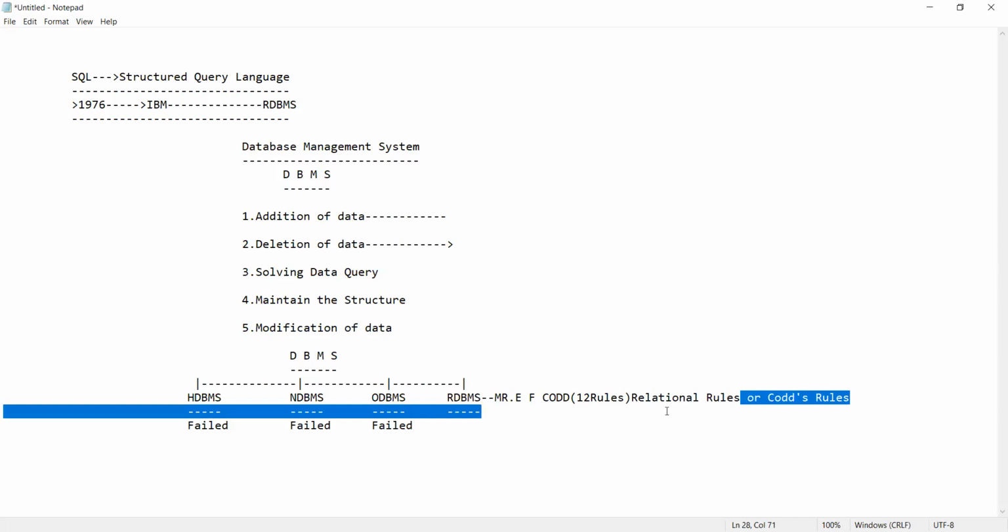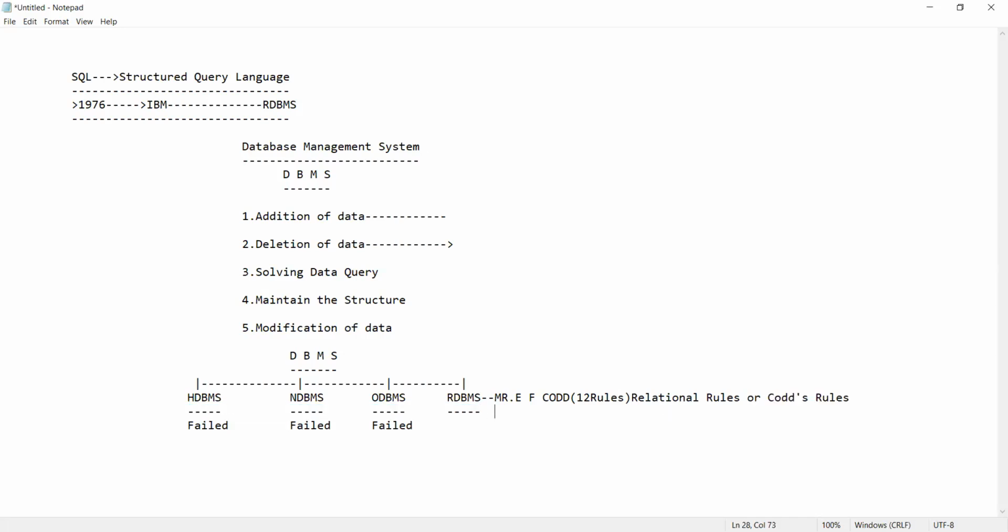So what does this say? According to this, a product which claims to be an RDBMS, suppose Oracle says it's an RDBMS, must and should satisfy the 12 rules of Mr. E.F. Codd.